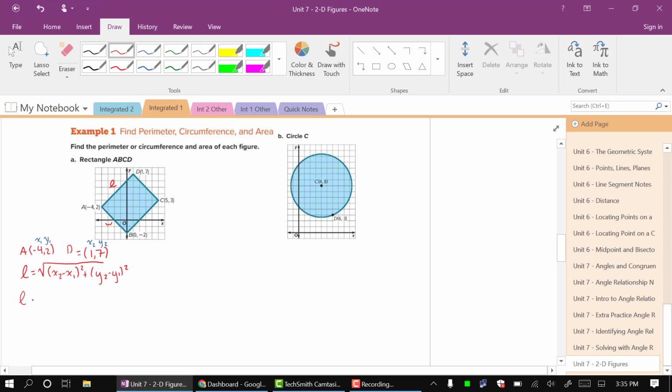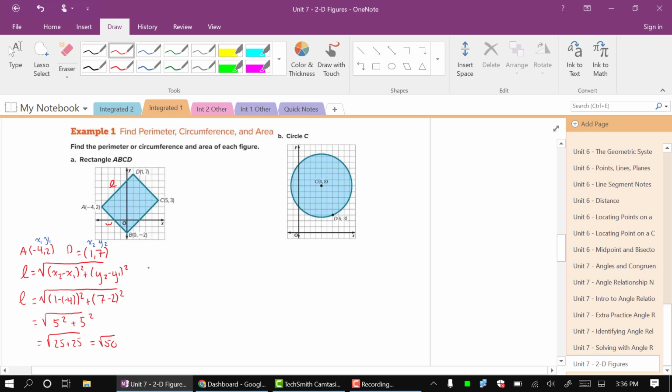That gives you L equals the square root of 1 minus -4 squared plus 7 minus 2 squared. So 1 minus -4 is 5 squared. 7 minus 2 is 5 squared. So 5 times 5 is 25. 25 plus 25 equals the square root of 50.